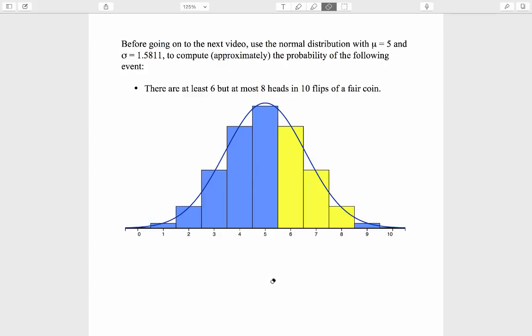So before going on to the next video, use the normal distribution with mu equals 5 and sigma equals 1.5811 to compute, approximately, the probability of the following event. There are at least 6, but at most 8 heads in 10 flips of a fair coin. And here is the histogram with the appropriate events highlighted in yellow. In particular, you have to think, what is the address of this point along the horizontal axis, and what is the address of this point along the horizontal axis? Think what those are in terms of the scale from 0 to 10, and then convert each one into a z-score, a certain number of standard deviations above the mean.